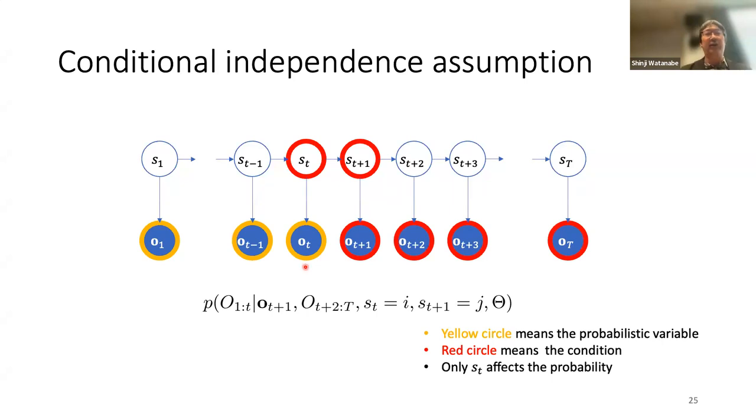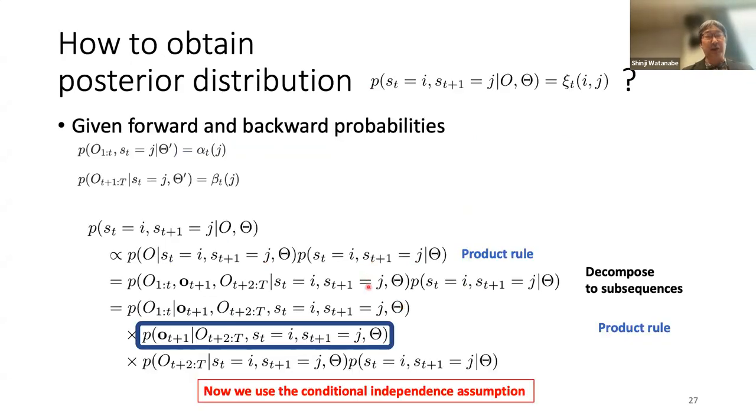So given this graph, we can remove some of the irrelevant conditions, again based on the HMM assumption. And then we can simplify so that this one only depends on ST equals i. So basically, we do the same procedure one by one for each of the probabilities.